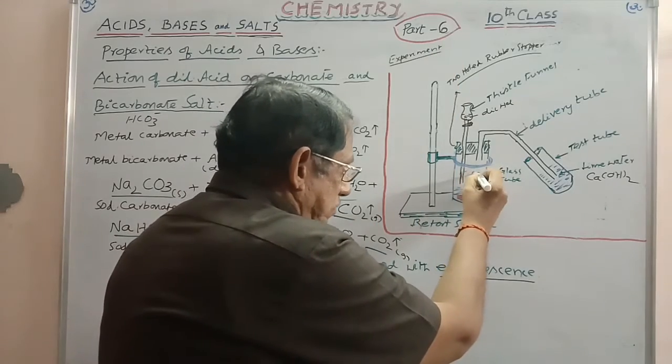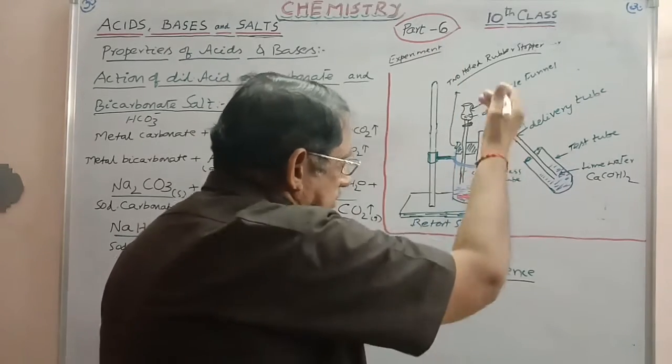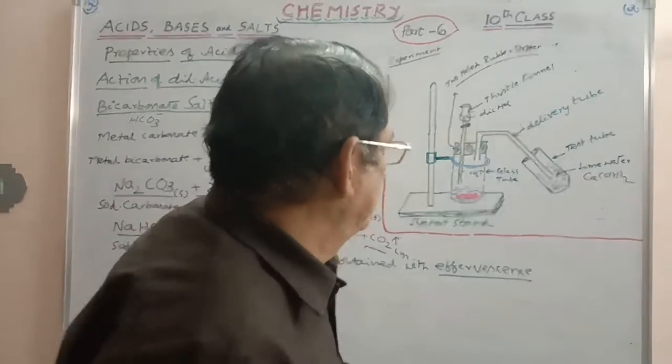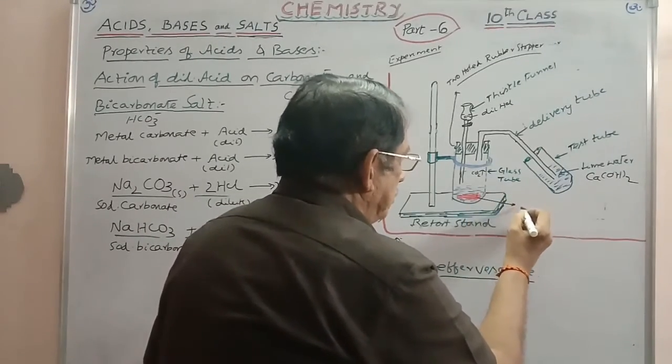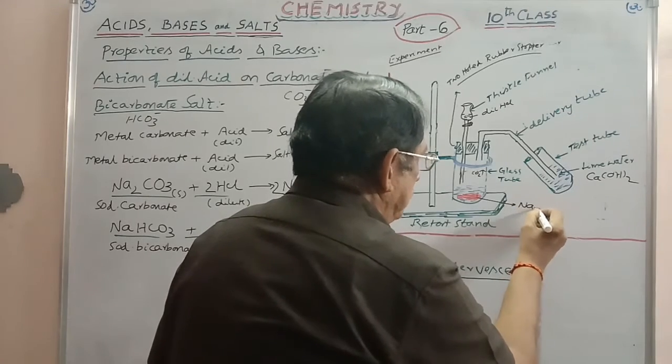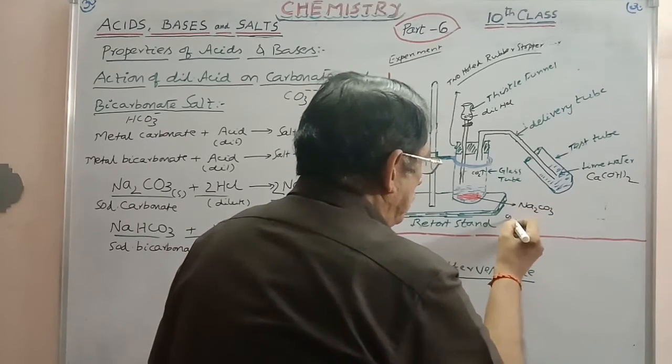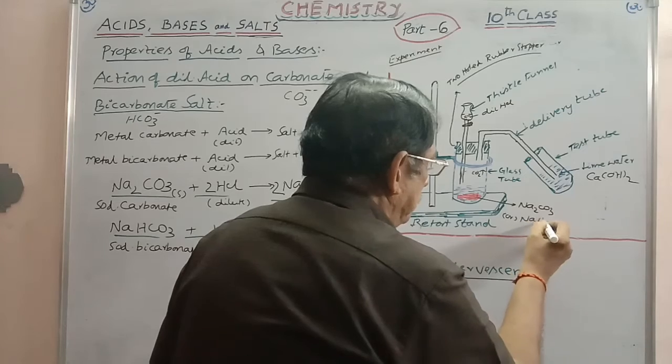So here CO2 gas is obtained which will be going up through the delivery tube. And here you are taking Na2CO3 or NaHCO3.